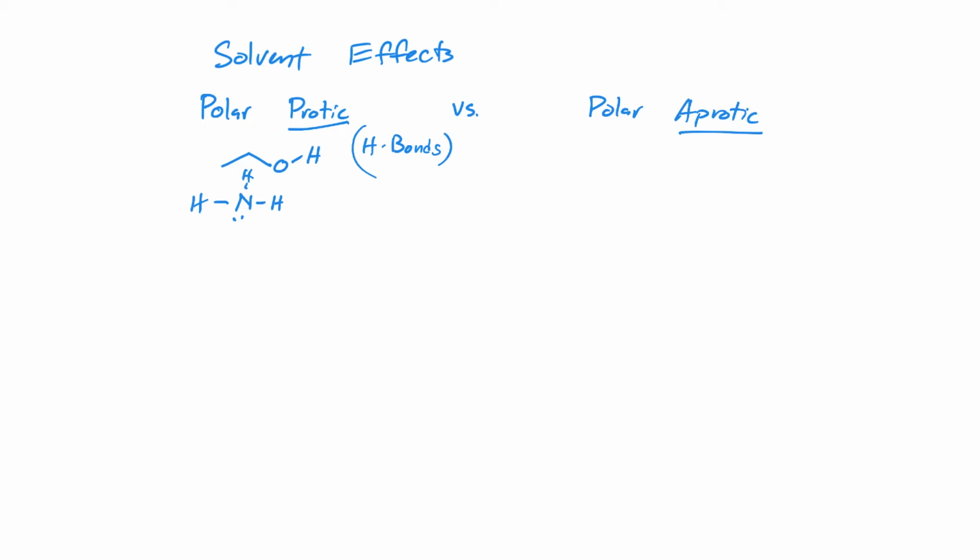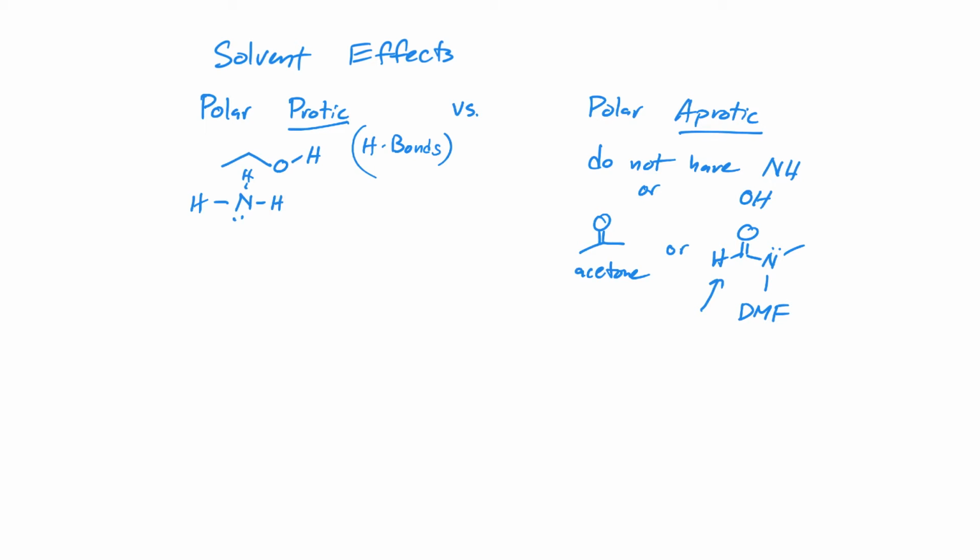Polar aprotic solvents do not have NH or OH bonds. So an example here would be acetone or DMF is another example. This one confuses students initially because in DMF we tend to draw the H as part of the aldehyde. And that's great, but that H is attached to a carbon. It is not attached to an O, it is not attached to a nitrogen. So therefore, it is not a protic solvent. This is still an aprotic solvent.